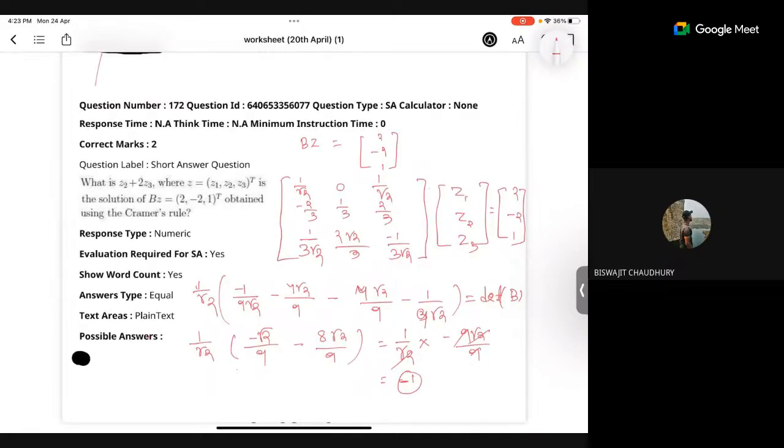What about the determinant of... okay, so how to find the solution by using Cramer's rule? If you want to find the value of Z2, firstly, we saw that B is invertible, right? Directly apply Cramer's rule. So you need to find the determinant of, let's say, B Z2 by replacing the second column with this vector, and so you'll get 1 by root 2.